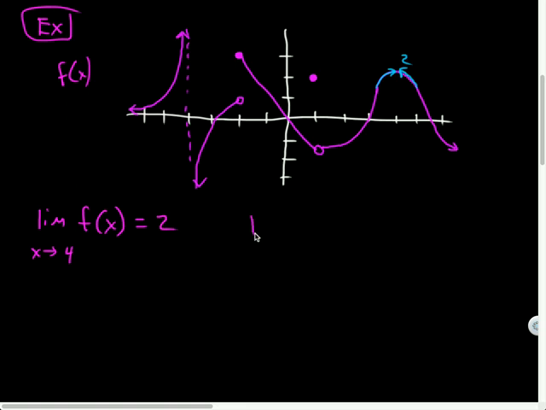Let's find the limit. What if I find the limit as x approaches 1 of my function f of x? From the left, I appear to be approaching, I'll call it negative 1.5 maybe. And from the right, I appear to be approaching negative 1.5. But at that point, I appear to be 2. So is it continuous at that point? No.